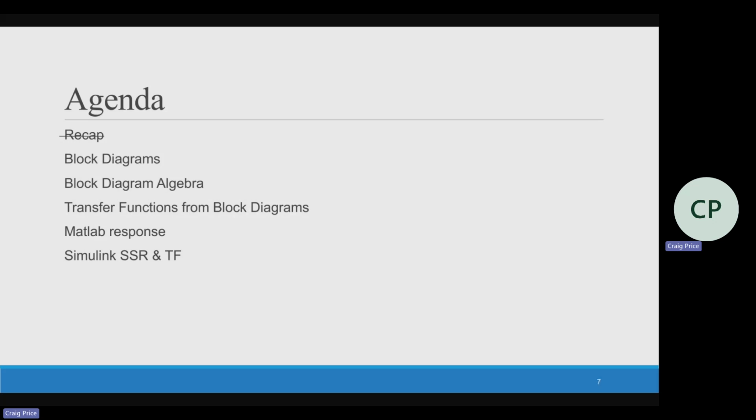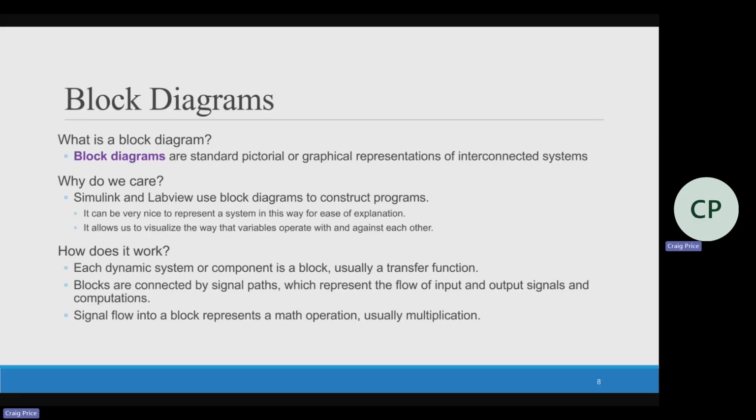You remember LabVIEW? You did LabVIEW in instrumentation? So you connect little things. This is basically that, using math operators, stuff like that. So a block diagram is just a pictorial, graphical representation of a system, and these could be very, very large diagrams showing how everything connects. Simulink and LabVIEW use block diagrams to construct programs. Again, it's kind of nice to see everything mapped out, like what goes into what.